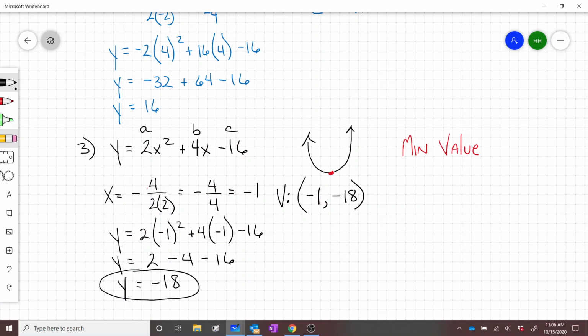That makes the minimum value of this function negative 18. The range, since the graph goes up, the range, which is your y values, all of your y's are going to be greater than or equal to negative 18.